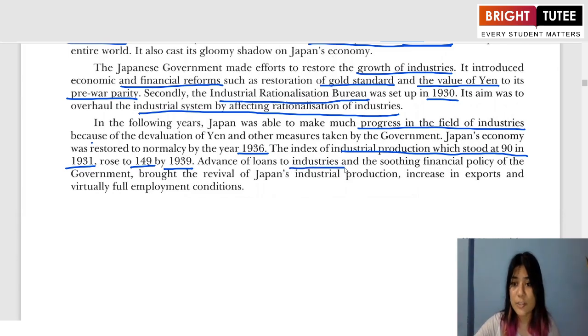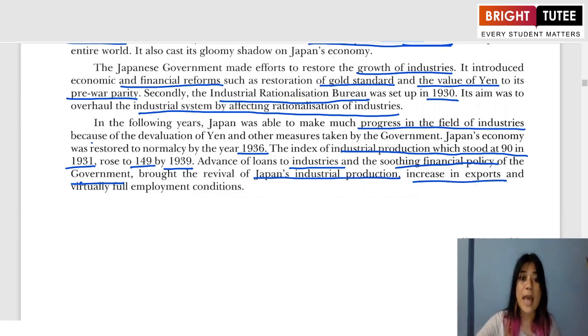Advance of loans to industries and the soothing financial policy introduced by the government led to the revival of Japan's industrial production, increase in exports, and full employment conditions of the people. Okay, so the government took measures to help the enterprises by providing financial policies and loans. So these measures helped in increased production of industries, increase in exports, etc. All right. So this ultimately helped Japan to bounce back and increase its economic development by 1936.